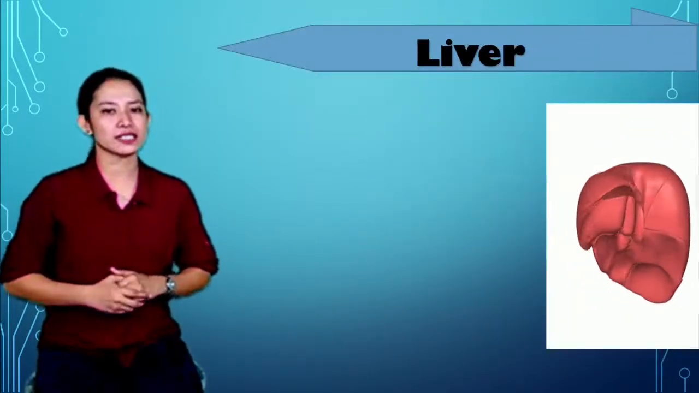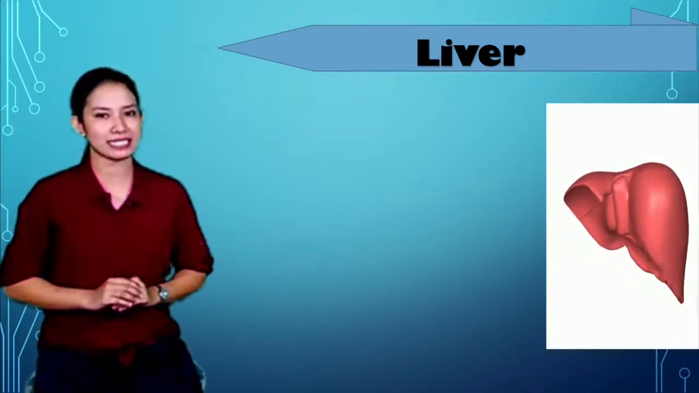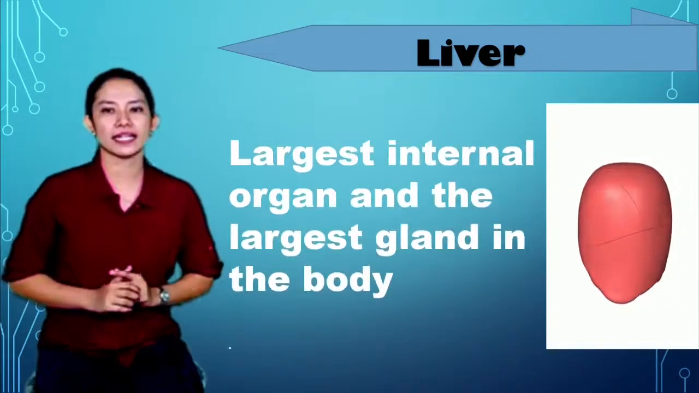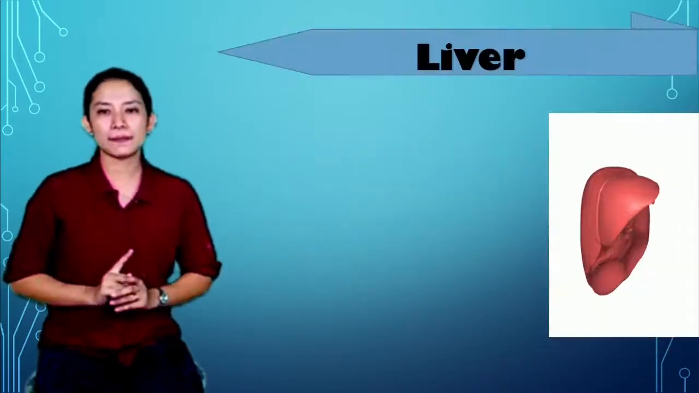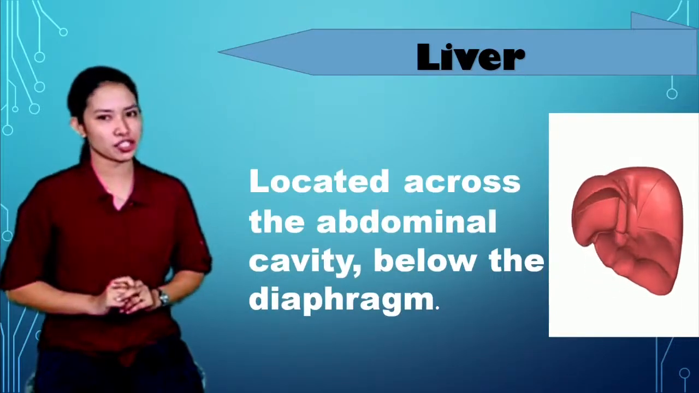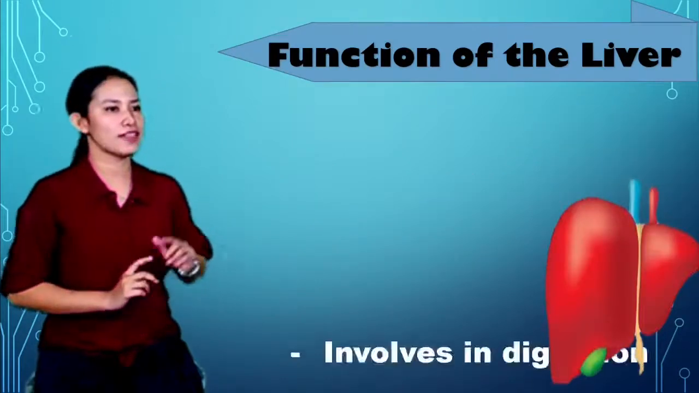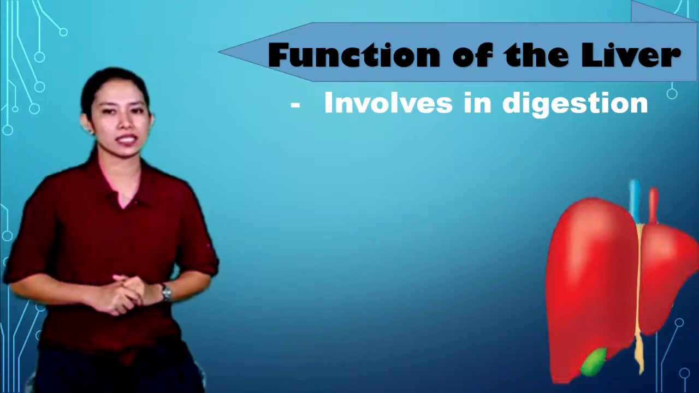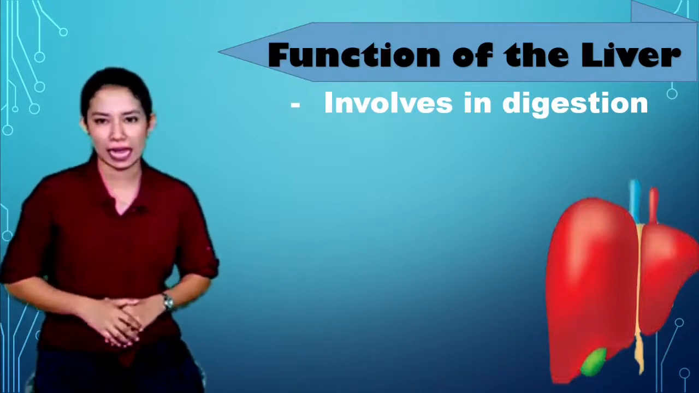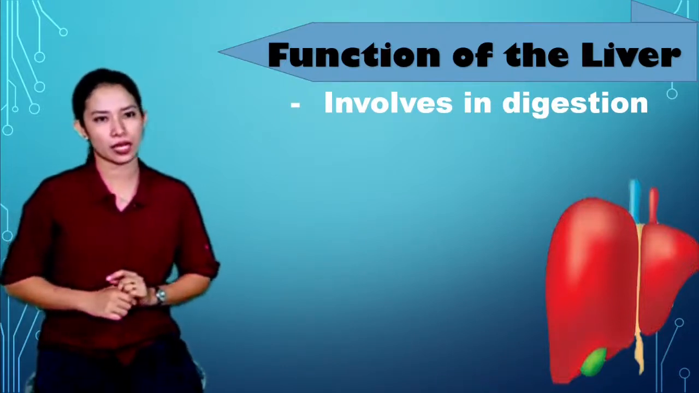Liver. It is the largest internal organ and the largest gland in the body. It is located across the abdominal cavity below the diaphragm. The liver performs complex functions. The first is digestion. It is involved in digestion wherein the liver produces and secretes bile that is stored in the gallbladder.